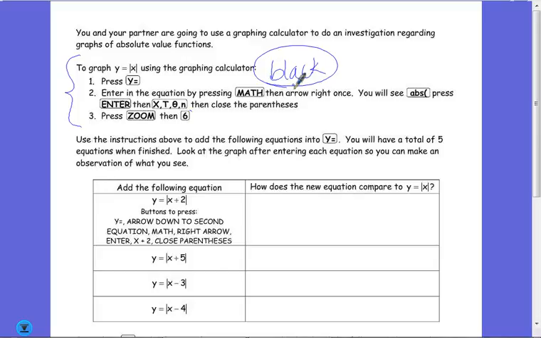So now we're going to use these instructions here, and we're going to start adding one at a time 4 new equations. Every time I would like you to write down any changes that you see from the first equation to the second equation. Remember, you're always comparing it to the black one. So we're going to put in y equals the absolute value of x plus 2. So we're going to press y equals, which will take us back to our equations. We're going to go down to the second equation, and we're going to go to the same numbers. Math, right 1, press enter, and put in x plus 2.